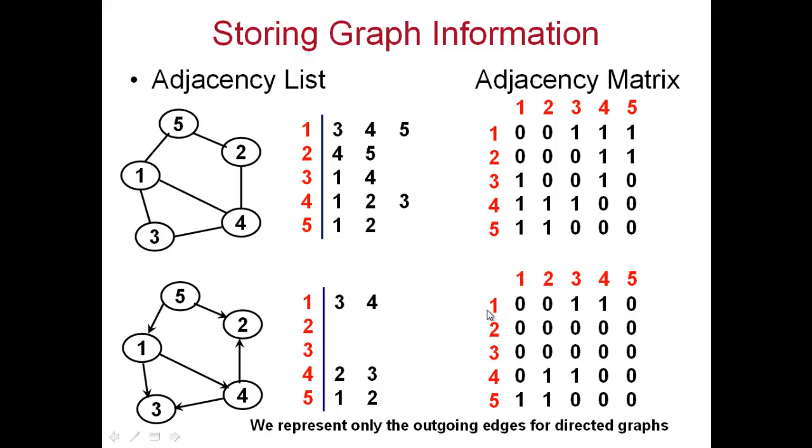So there's an edge from 1 to 3, so the entry for row 1 column 3 will be a 1. Similarly, there's an edge from 1 to 4, so the entry for row 1 column 4 will also be 1. Now there's no edge from 1 to 5, even though there's an edge from 5 to 1, that should be captured here. The edge from 5 to 1, outgoing 5, incoming 1 is this entry. Whereas there's no edge from 1 to 5, so row 1 column 5 will be a 0.